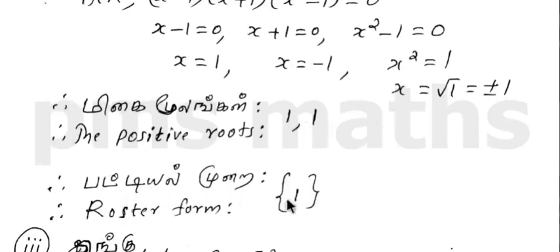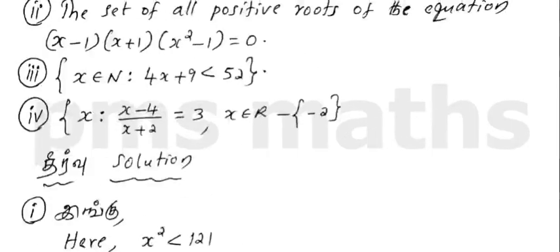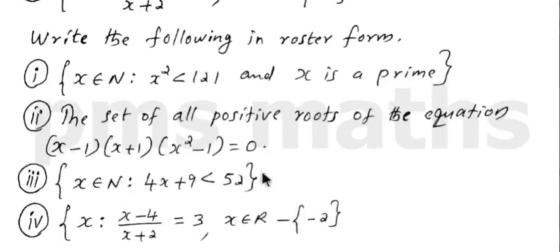Now, we got the set in roster form. This is ordinary form of the set. Set {1}. Now, second one is over. Then third one. In third one also we have to find the values of x, since here the values of x are the elements of the set. That x belongs to N, that means set of all natural numbers. And an inequality is given.